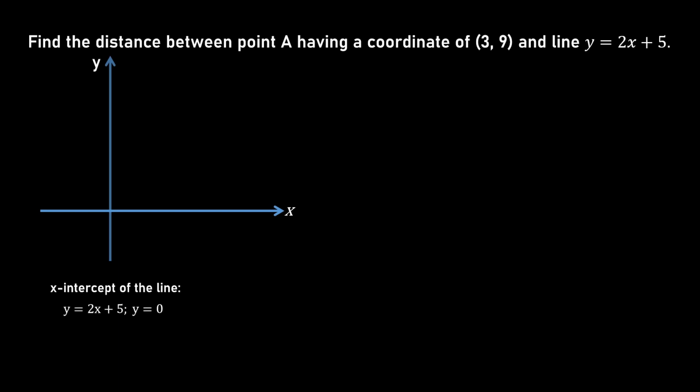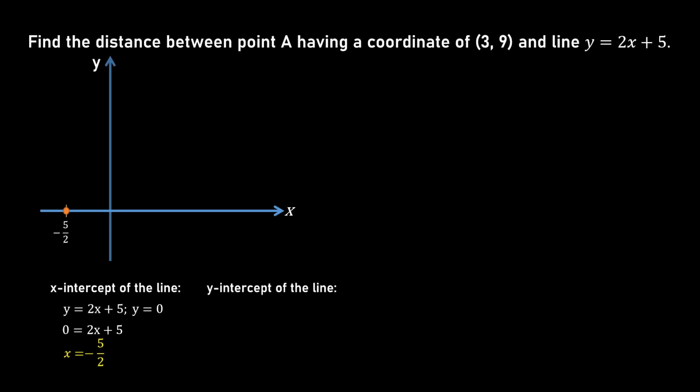So, the given line is y = 2x + 5 such that y = 0. Again, we are using the condition y = 0 because we are looking for the x-intercept, and the x-intercept is the point along the line wherein the y-coordinate of that point is equal to 0. So 0 = 2x + 5, and we get the x-coordinate of the x-intercept of the line to be negative 5/2. And if we are going to plot the x-intercept, it would lie on the x-axis.